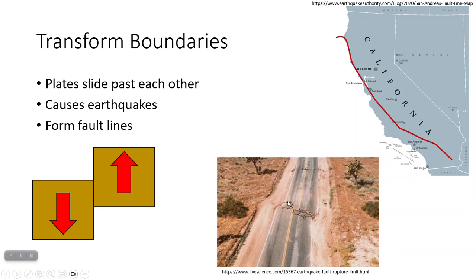This is an area where a road was built crossing the San Andreas Fault, and when an earthquake happened and the land shifted in a slightly sudden manner, the road actually got offset because of the plates sliding past each other.